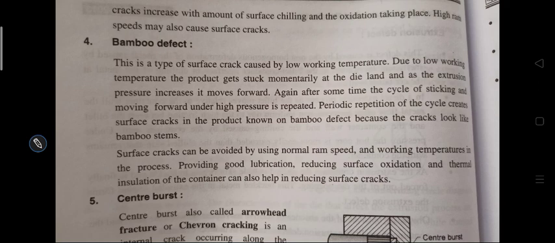Surface cracks can be avoided by using normal ram speed or working temperature in this process. Providing good lubrication, reducing surface oxidation, or thermal insulation of the container can also help in reducing surface cracks.